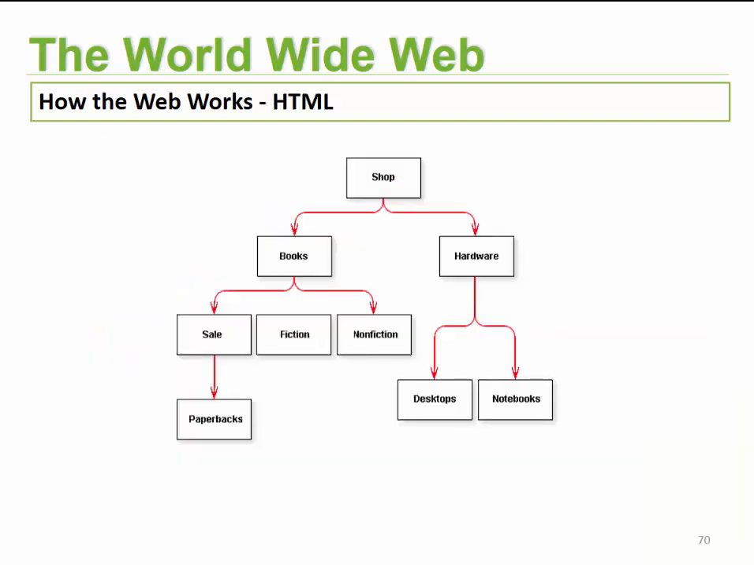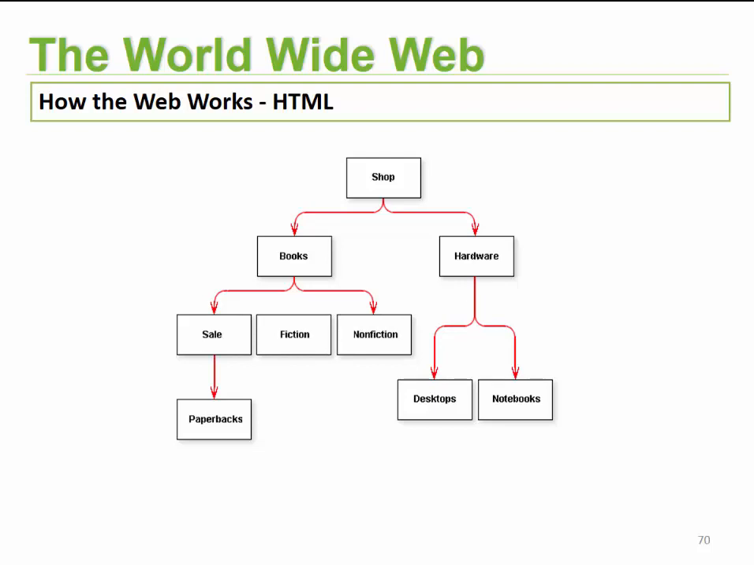Now, some of you guys might have heard about hierarchical maps or the map structures of websites, and this is just an example of this. So typically you would find that if you go to a website, you can generate a structure for that site. So if we look at this example, we've got a shop. The shop has two categories of products that it actually sells, books and hardware. If we look at hardware, there's two types of hardware, desktops and notebooks. And then if we look at books, they've got a sales section, a fiction section, and a non-fiction section.